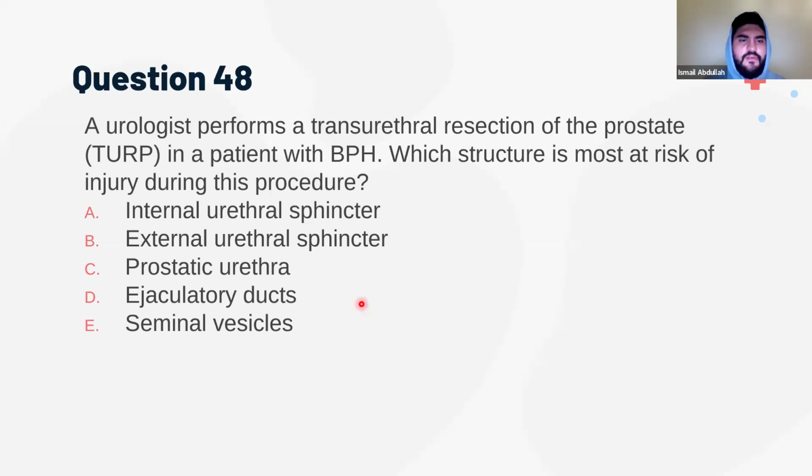Yeah, so it's going to be the internal urethral sphincter. The transurethral resection is when they insert this surgical instrument and try to remove the part that's blocking the urine from flowing, due to the enlargement. So they're just trying to cut it off, clean it out.